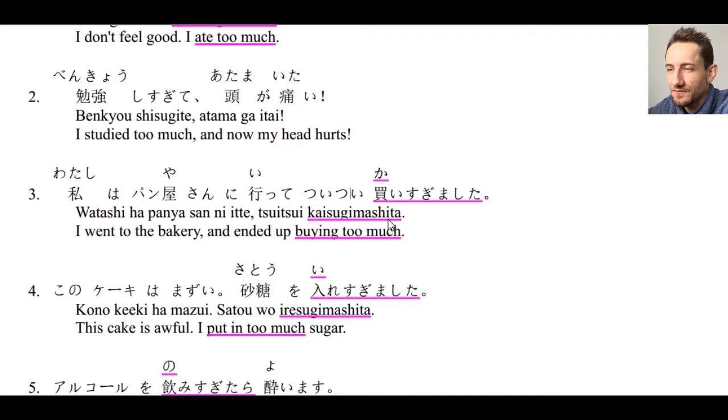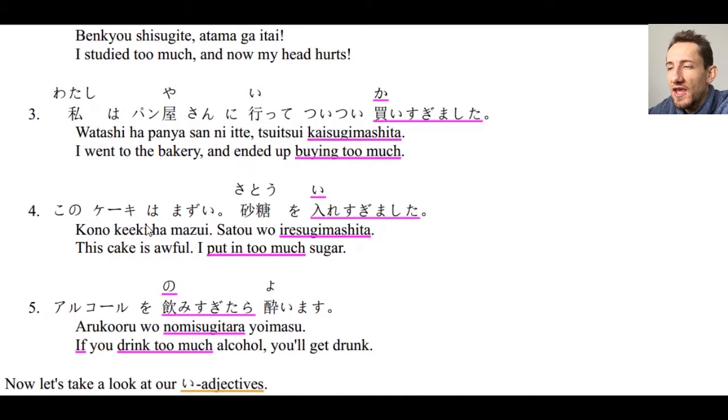I couldn't help myself. Number 4. このケーキはまずい。砂糖を入れすぎました。So here we have まずい. Remember, the opposite of おいしい. This cake is awful. Tastes really bad. 砂糖を入れすぎました. I put in too much sugar.